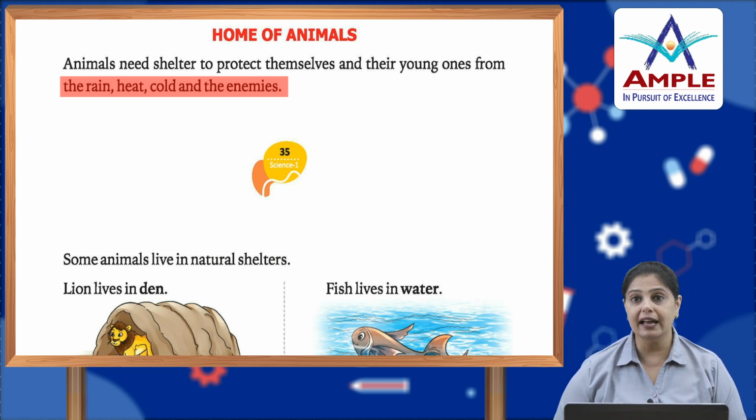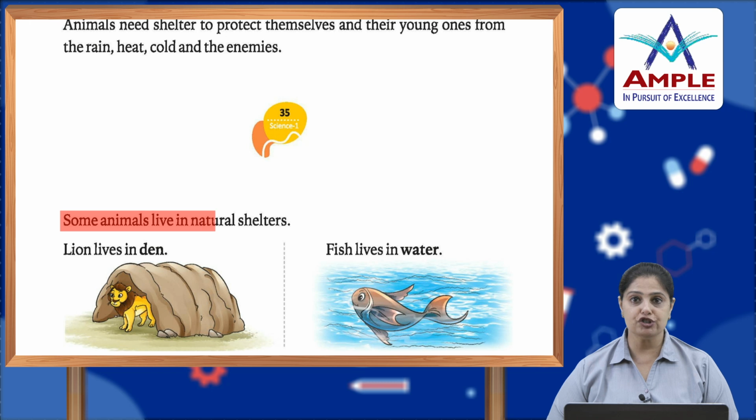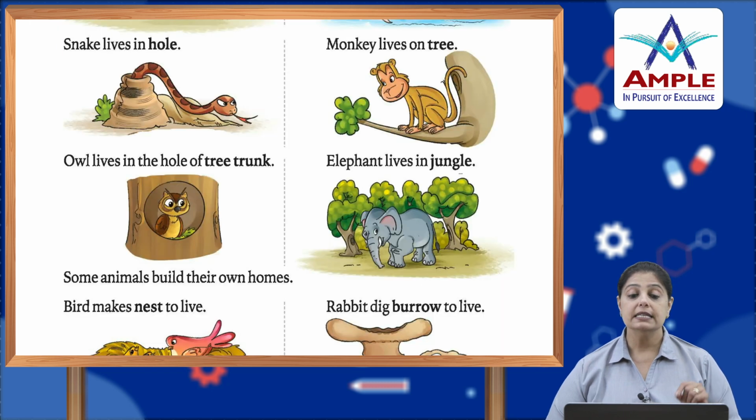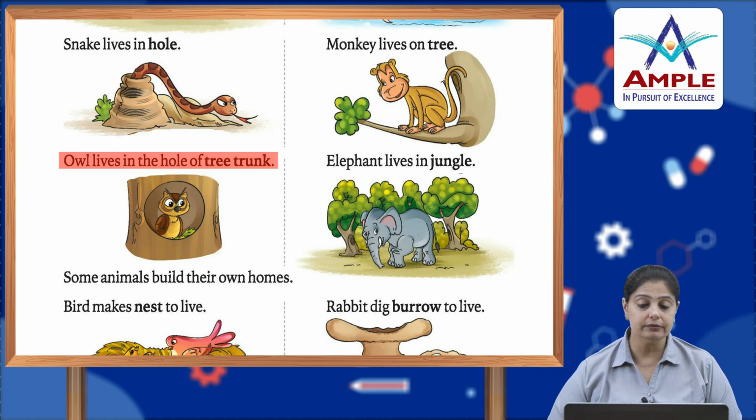So, every animal, like we humans, tries to protect itself from any kind of enemy or harm, and also tries to protect its young ones. Now, some animals live in natural shelters. Lion lives in a den, a cave or inside the rocks. Fish lives in water. Snakes live in holes. Monkeys live on trees. Owl lives in the hole of a tree trunk.